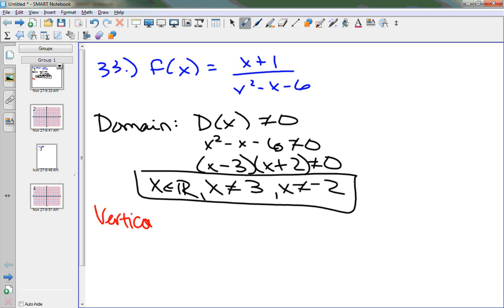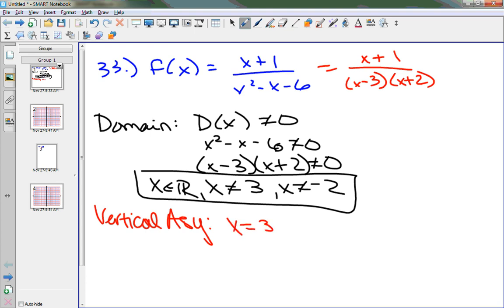Vertical asymptotes. In order to find vertical asymptotes, I have to first completely simplify my original problem. That means I need to factor completely and see if anything cancels out. So that gives me x plus 1 on top and x minus 3 times x plus 2 on the bottom. Does anything cancel out? No. So what's my vertical asymptote then? Nothing cancels out. It's going to be x is equal to 3 and x is equal to negative 2.